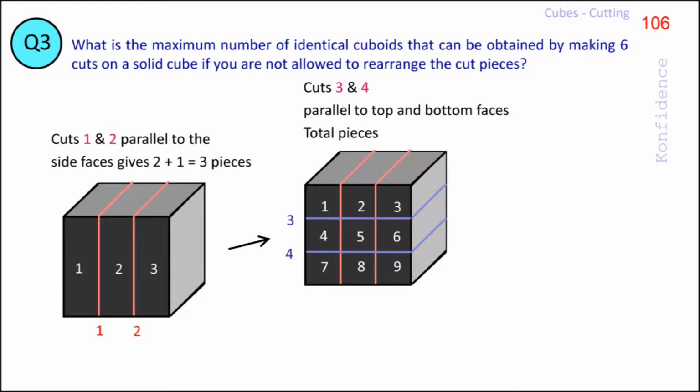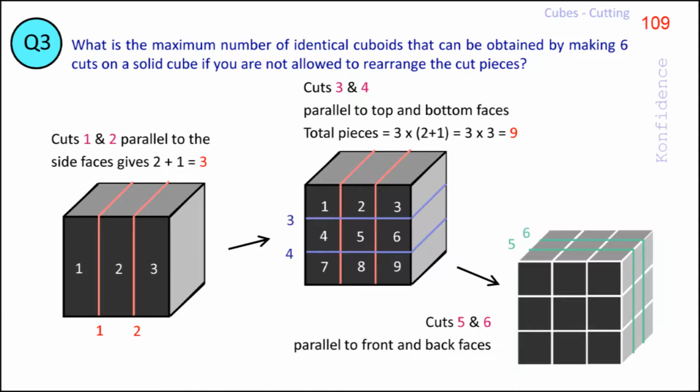Thus, after 4 cuts, that is 2 cuts parallel to side faces and 2 cuts parallel to the top and bottom faces, we will have 3 into 3, 9 cuboids. In the figure, you can see that these 9 cuboids extend backwards.